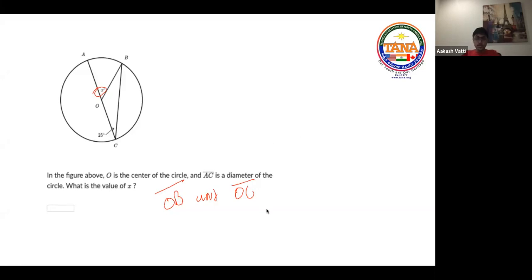And this means that triangle BOC, so this one, is an isosceles triangle, and the measure of OBC right here will be 25 degrees. And this angle is also 25 degrees here, and since AC is the diameter, the angle AOB, I'm going to erase what I wrote in the circle.